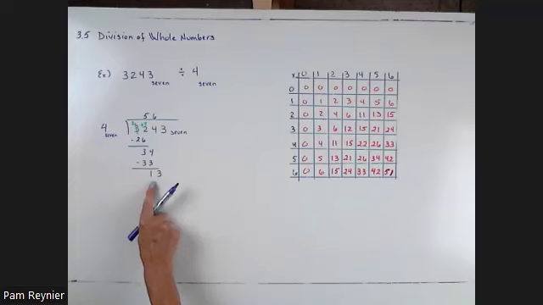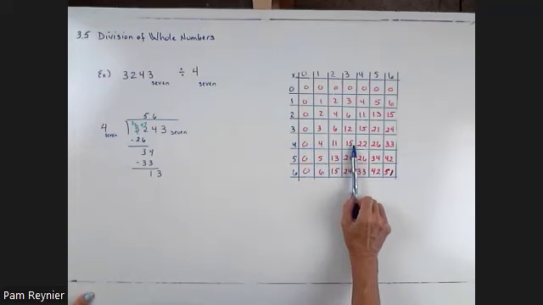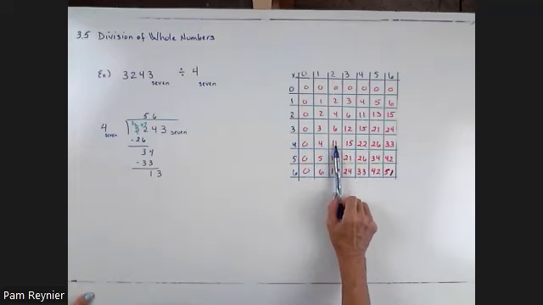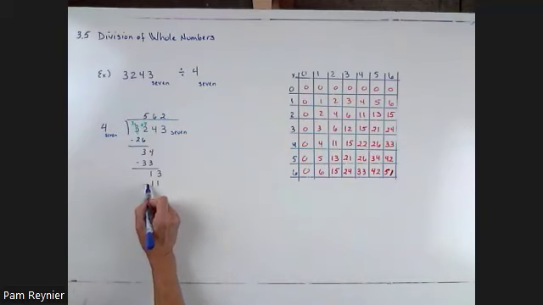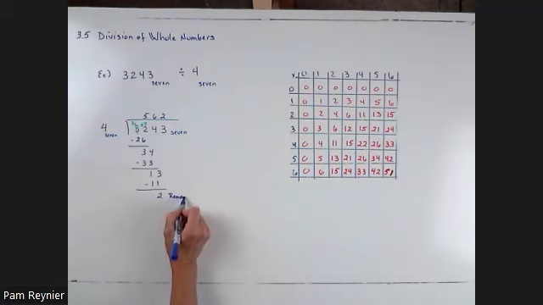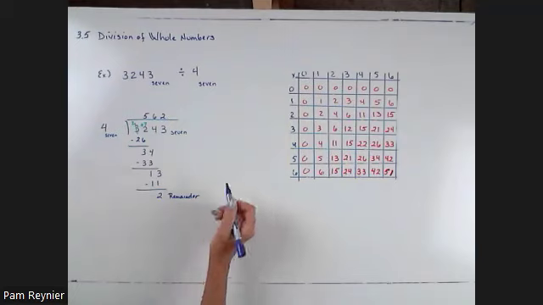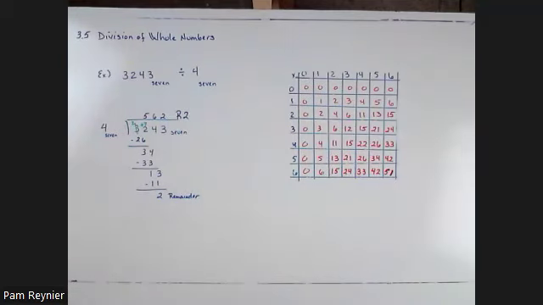4 times what gives me a 1, 3? Well, here's 1, 5, too big. Got to back up. 4 times 2 is 1, 1. Subtract. Looks like we have a remainder of 2. So I have a remainder of 2. I can always check my work. That's what's great about this.